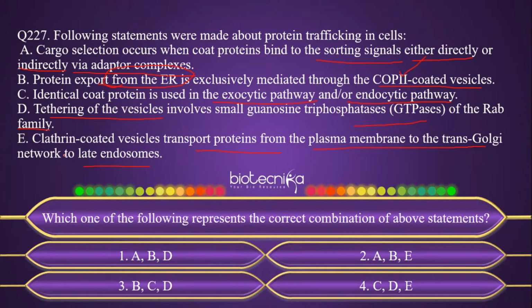That is correct. Next, cargo selection occurs when coat proteins bind to the signals directly or indirectly via adapters. Definitely, you should have adaptor proteins involved for binding and getting the signals, right? And D says that tethering of vesicles is carried out by GTPases. We will look into that. The last option is that clathrin-coated vesicles will transport proteins from plasma membrane to trans-Golgi to late endosomes.